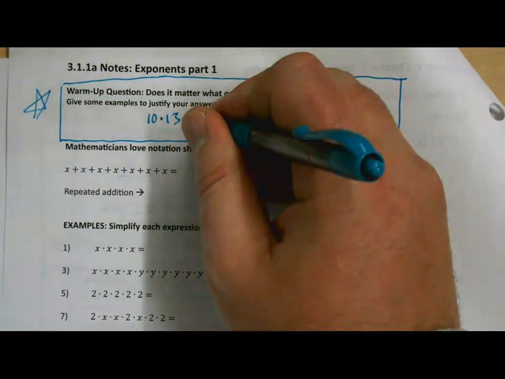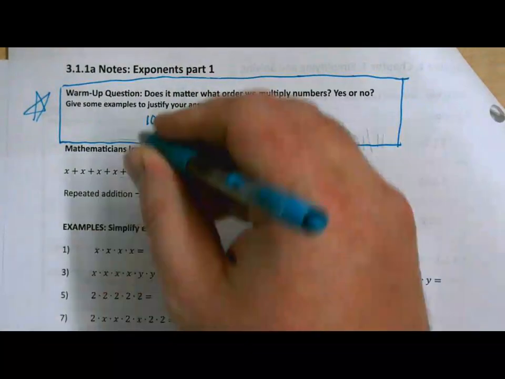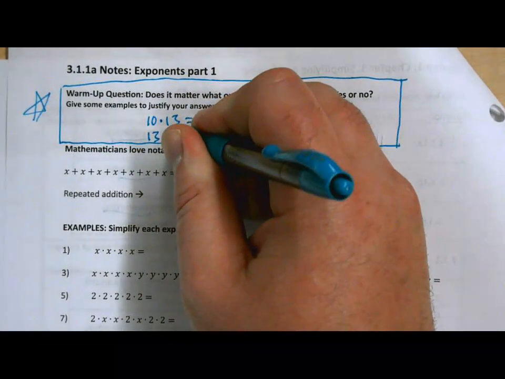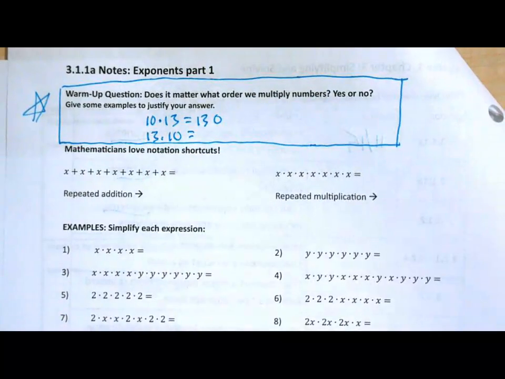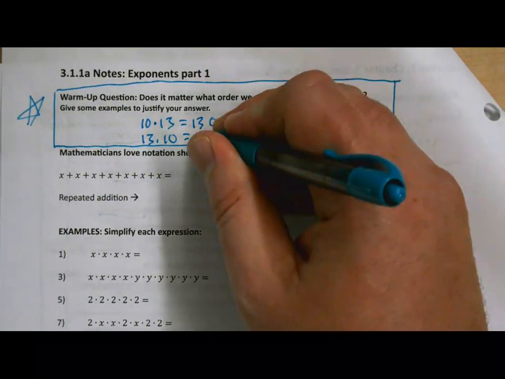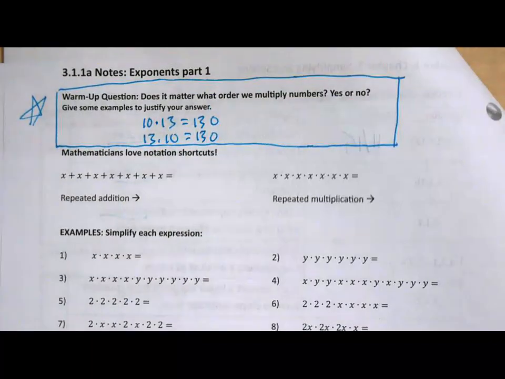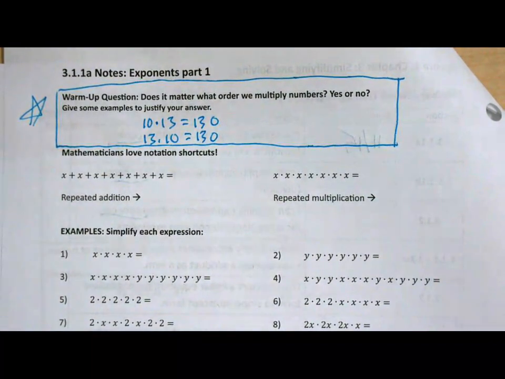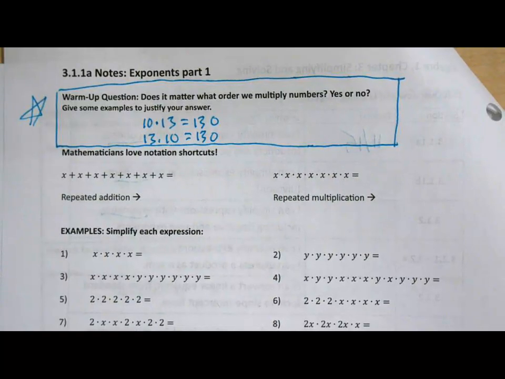It's 130. If I switch those around and multiply the 13 times the 10, so if I reverse the order, does that change the answer? It's still 130? So it seems like for that example, it doesn't matter. Can somebody give me 2 more numbers that we could multiply in our heads? What do you got?